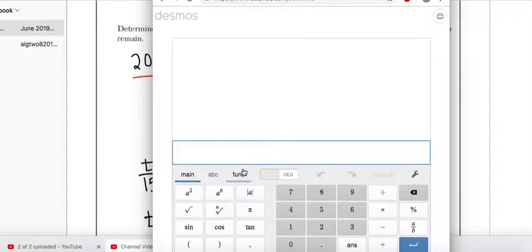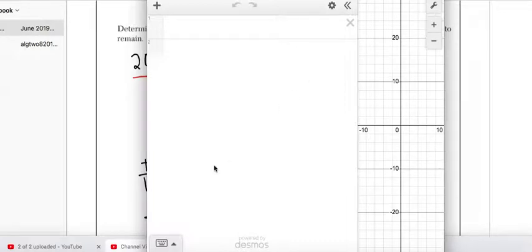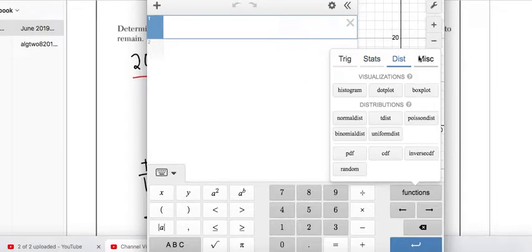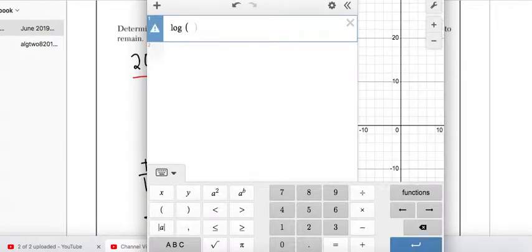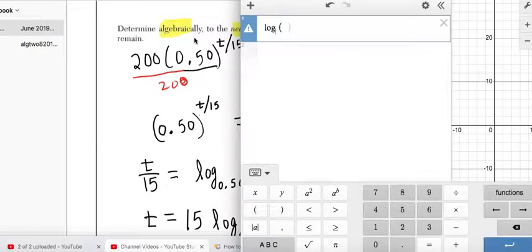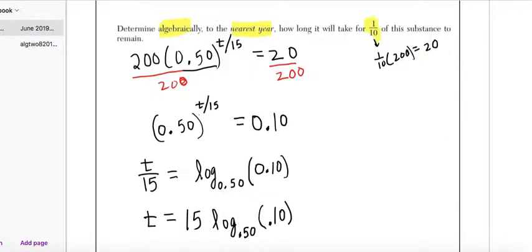All right, so the funny thing is it's in the graph feature calculator of Desmos and not the actual scientific one where I can do that. So functions, miscellaneous, log with the base I want, log base 0.50 or 0.5, of 0.10 times 15, and it's 49.829, which rounds to about 50 years.